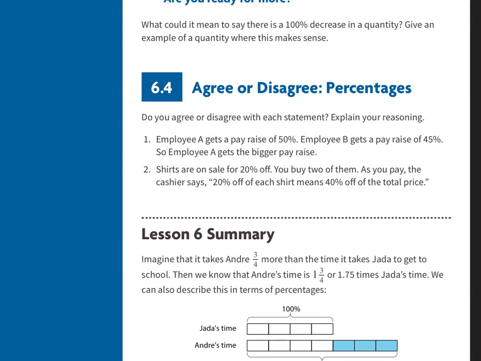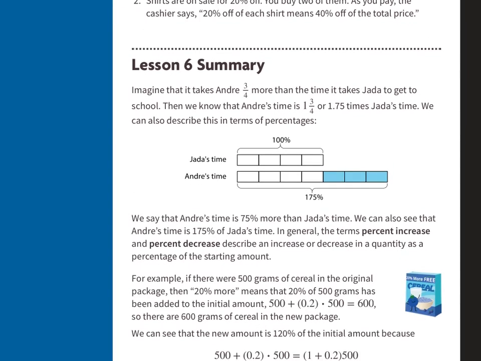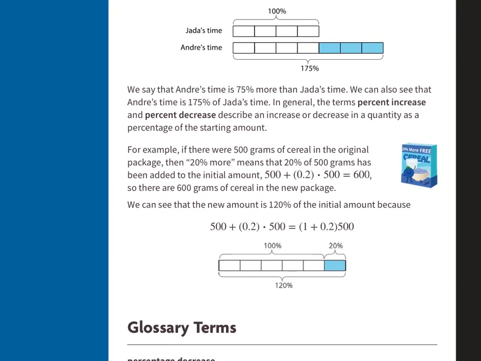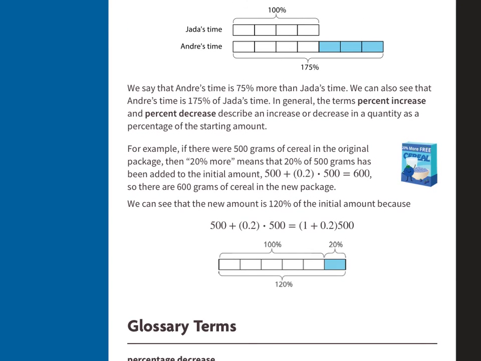So if we look at the summary, this is on page 48, the bottom of page 48. It says, imagine that it takes Andre 3/4 more time than it takes Jada to get to school. Then we know that Andre's time is 1 3/4, or 1.75 times Jada's time. We can also describe this in terms of percentages. So we have Jada's time at 100%, and then Andre's time is 100% plus 75, so it's 175. We can say that Andre's time is 75% more than Jada's time. We can also see that Andre's time is 175% of Jada's time. So two different ways to say the same thing.